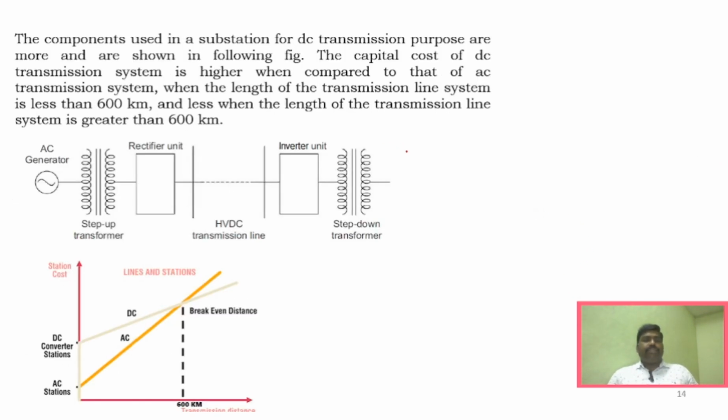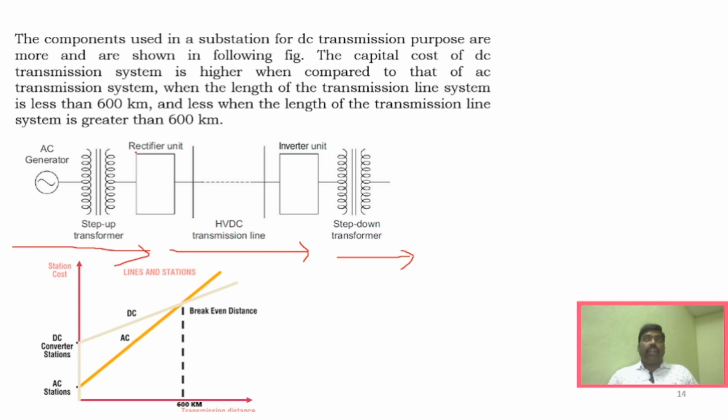As I said, this is the complete structure of the HVDC system. Here you can see the generation part, here is the transmission part, and again the distribution part. The power is generated using an AC generator and it is stepped up, similar to the electrical supply system. Then it is transmitted as HVDC, that is high voltage direct current transmission. Here we have two converters in HVDC: one is the rectifier unit, another is the inverter unit.